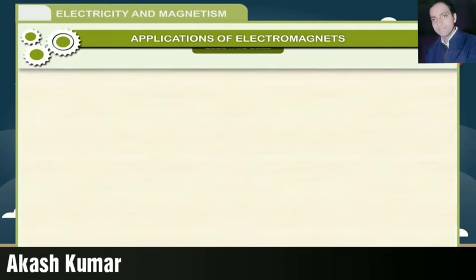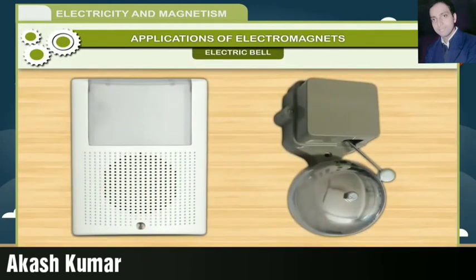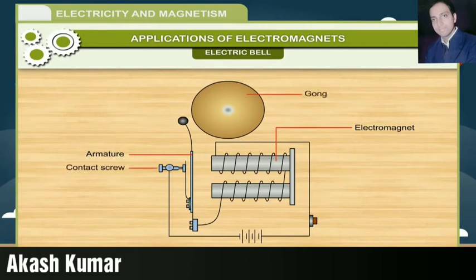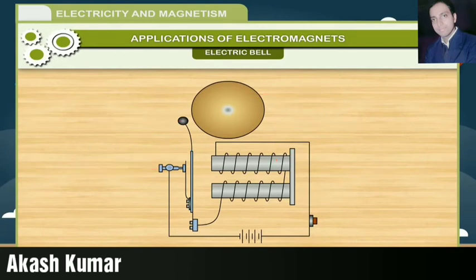Electric bell. One of the applications of the electromagnet is the doorbell or an electric bell. Its components are an electromagnet, an armature, a soft iron bar mounted on a spring, a contact screw, a gong, and a hammer. 1. When the switch is pressed, the current starts flowing in the U-shaped electromagnet and the electromagnet attracts the armature coil of iron. 2. The movement of the iron causes the hammer to hit the gong and the bell rings.